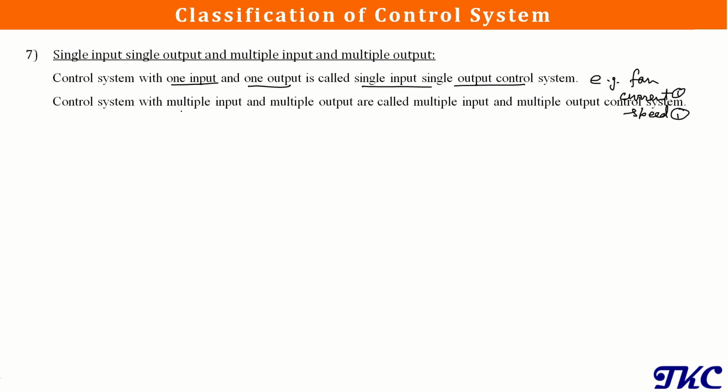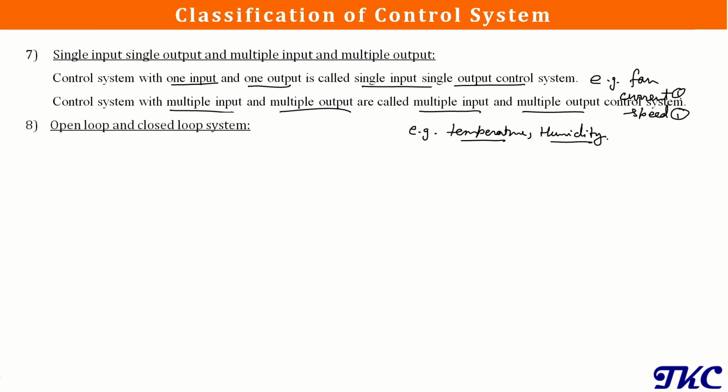And similarly, if we are having multiple input and multiple output for a given control system, then that is called a multi-input and multiple output control system. So an example for this case is temperature control and humidity control of a room. Here the inputs will be power as well as a sprinkler, and the output will be to measure the temperature and humidity of the room. So here we are having two inputs and two outputs, so that can be considered as a multi-input and multi-output control system.